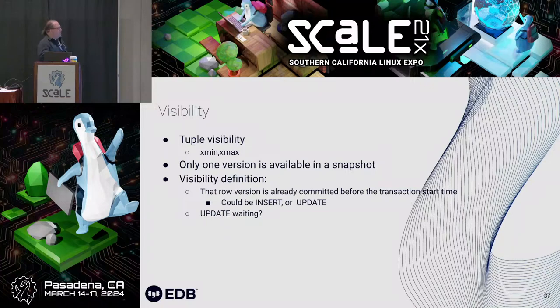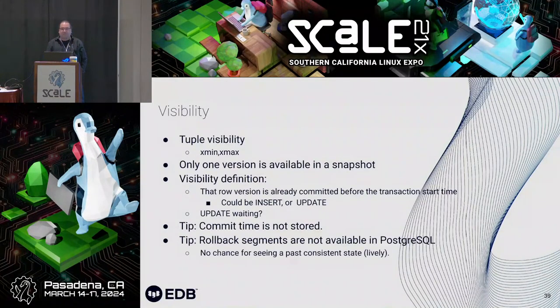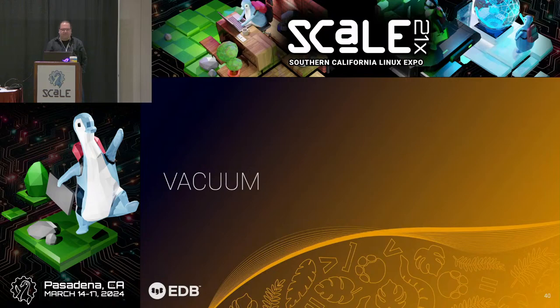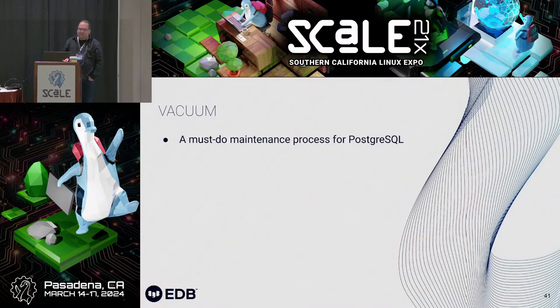The definition of visibility is that the row version was already committed before the transaction start time, so it is visible to us. If the row version has been committed before we start the transaction, then it's visible to us. It could be an insert or update. We don't store commit times in Postgres, at least for now. And there are no rollback segments in Postgres either, because that's the Oracle implementation as far as I know.